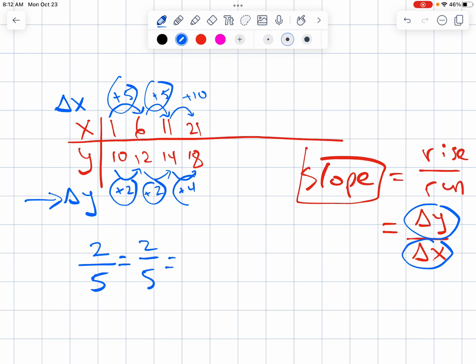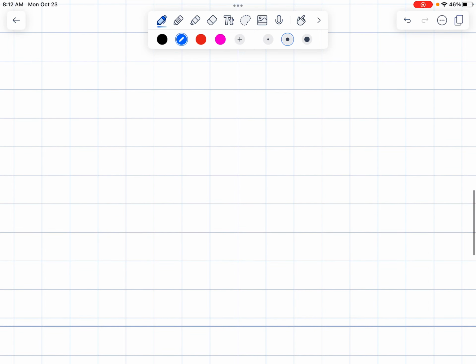And that should also be equal to this, which is 4 over 10. And if you reduce that fraction, 4 over 10 is the same thing as 2 over 5. So the slope here, we would just write 2 over 5. Now let's give an example of a different table here.